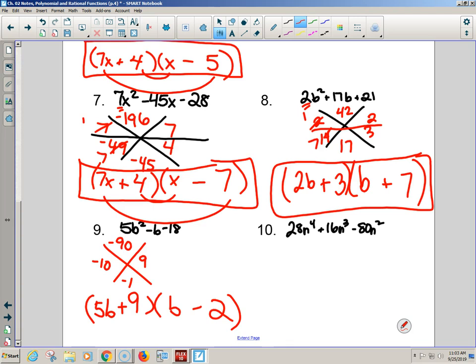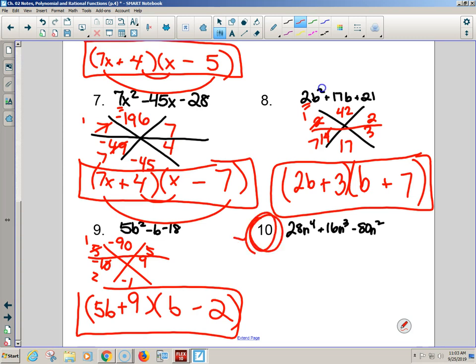You could go to grouping, you could go to the box. You could also do the star, like that 5 above. Ask yourself, can it reduce? No. So 5 what? B. 5b plus 9. And then can that reduce? Yes. 1b minus 2. Silly, but it works. I like that.